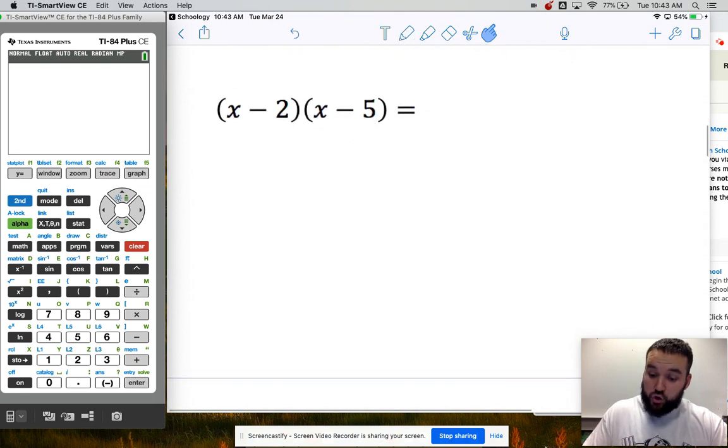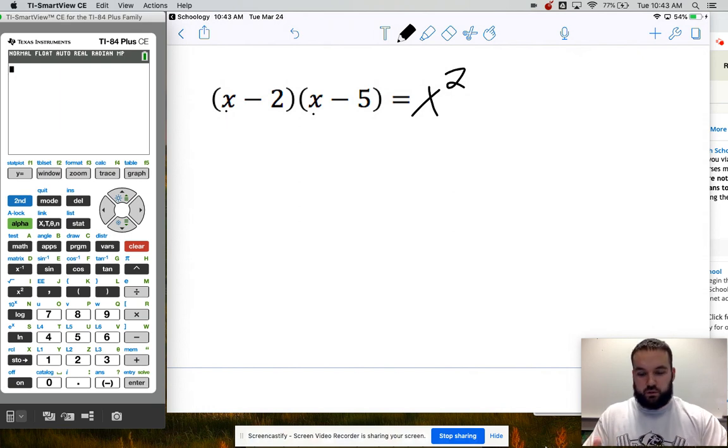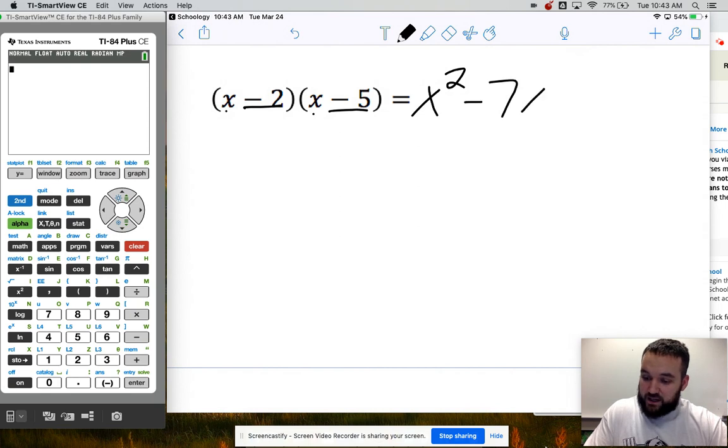So let's try it with a new problem. x minus 2 times x minus 5. Well, I know x times x is going to be x squared. That's always going to be the first thing that I get when I distribute. Negative 2 and negative 5 added together make negative 7, so that'd be negative 7x. And then if I multiply negative 2 and negative 5, I'll get positive 10.